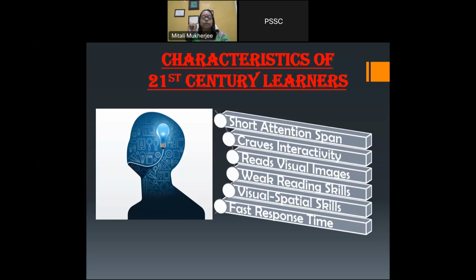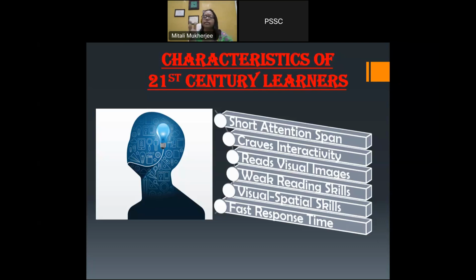They read visual images very well. So they are visual learners. They have weak reading skills. They have excellent visual spatial skills, and they have very fast response time. For example, you ask a question. Before you end the question, the child will raise the hand. And then, many times the teacher says, "Arey beta, mujhe question to pura karne do. Let me finish the question."